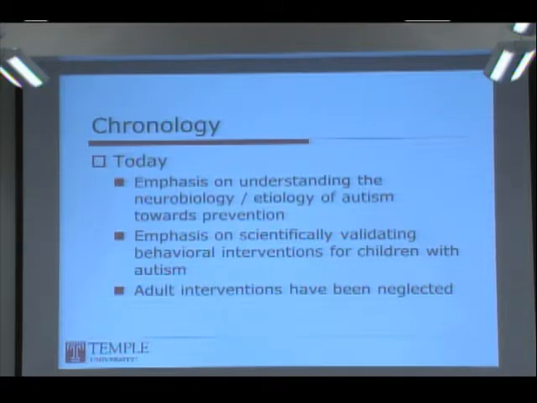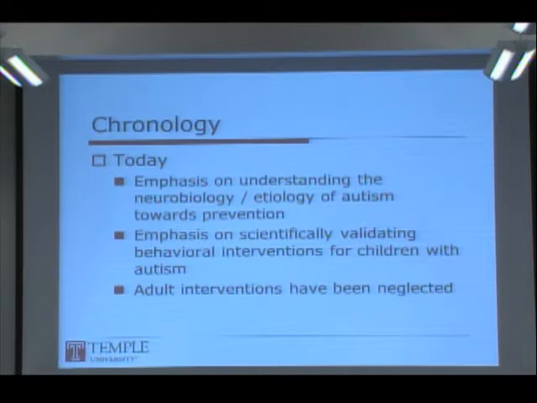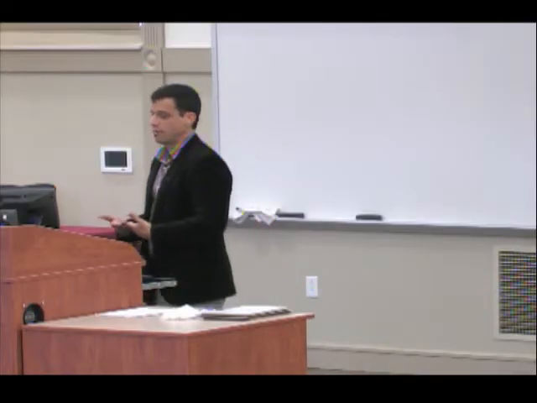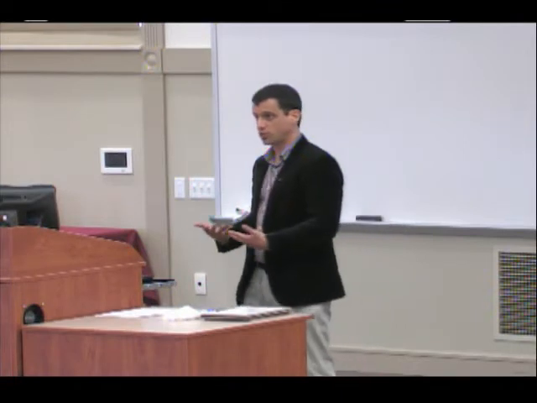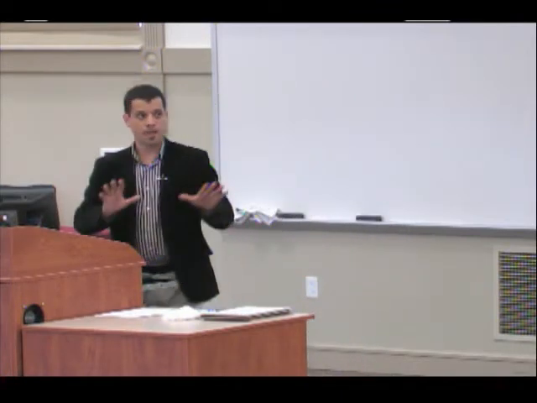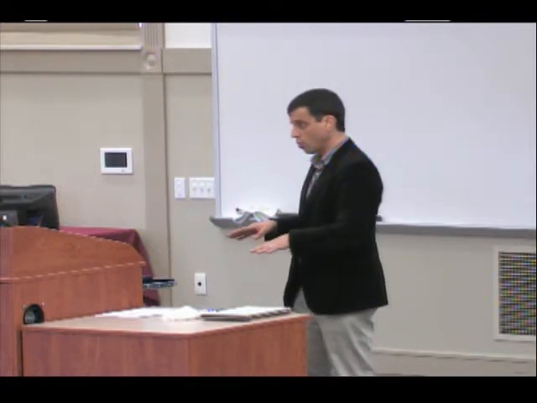Today, researchers are focused, and there's a lot of money from the government and from private research sources, on understanding the neurobiology or etiology of autism, what causes autism, towards prevention. There's a heavy emphasis on early intensive behavioral interventions, although adult interventions have unfortunately been neglected, and we're beginning to see that change. But for the most part, the research has been very focused on prevention and cure.